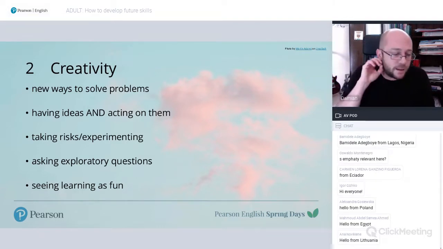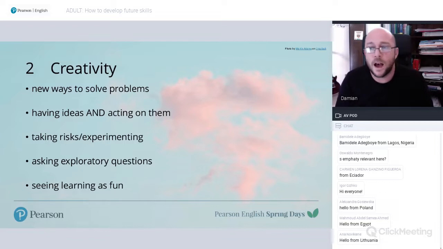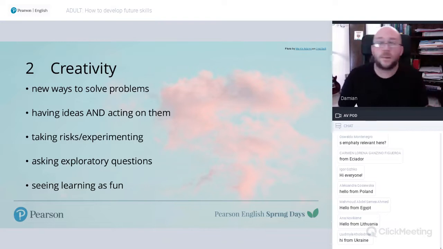Now, having creativity, again, isn't just having new ideas. Imagination is about having new ideas. Creativity as a future skill involves having new ideas and acting on them, and seeing them through in practice. It involves taking risks and experimenting, asking exploratory questions, so asking questions to find out more information that we need in order to come up with solutions. And also it involves seeing learning as fun, constantly trying to develop our skills.